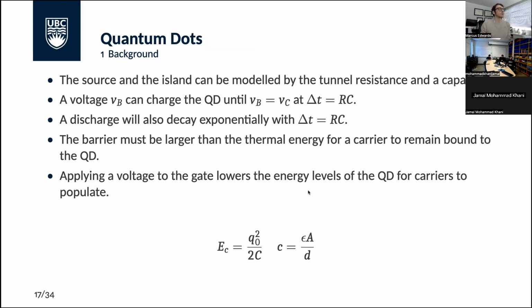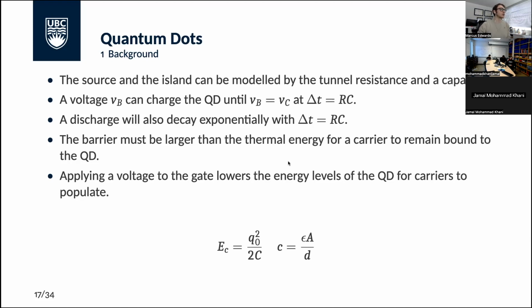So the source to our island can be modeled by the tunnel resistance and a capacitor. A voltage VB can charge the quantum dot until we reach an equilibrium, which would be VB equals VC at delta T equals RC. This being the tunnel resistance and the capacitor that models our island. And a discharge will also decay exponentially with the same profile. So we can charge and discharge our quantum dot.